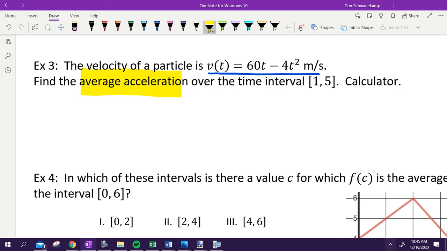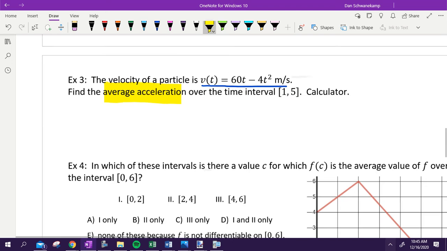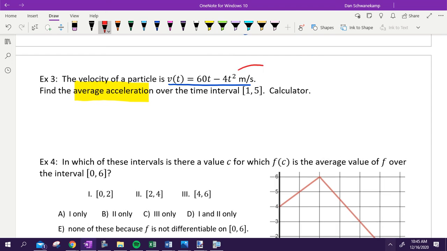What do I need to do? That is one way of doing this. Let's find the derivative. So the first thing I should do is find a of t. What would this derivative be? What's the derivative of 60t? 60. What's the derivative of 4t squared? Do it. Find the average acceleration.